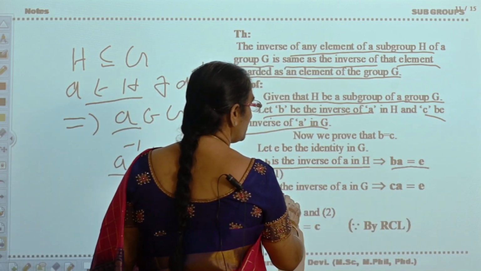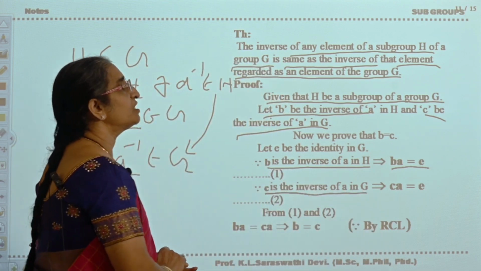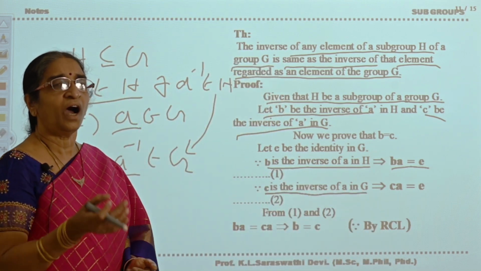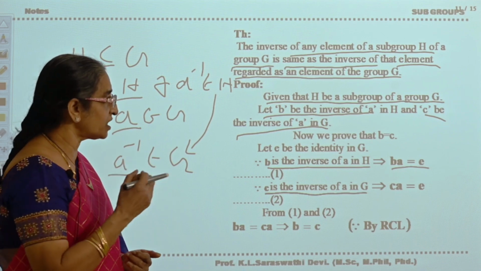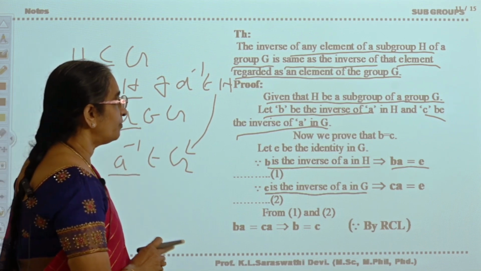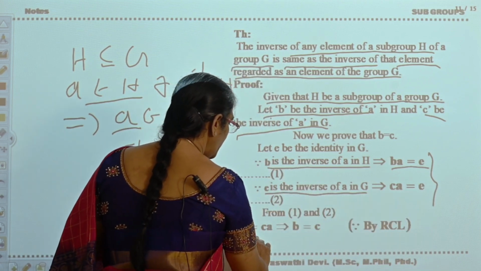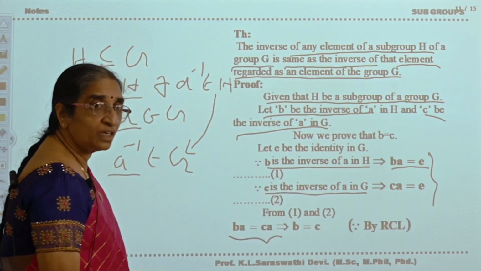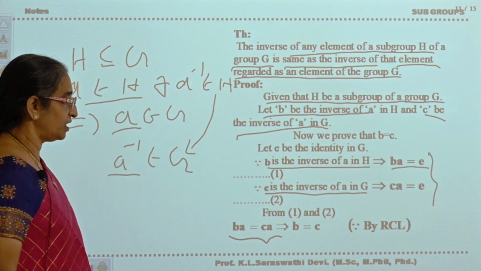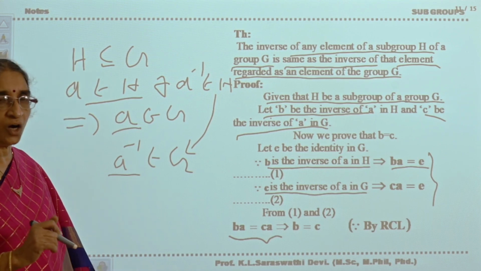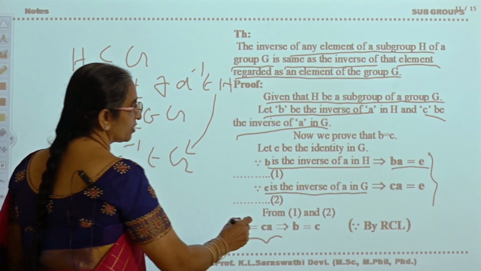Similarly, C is the inverse of A in G. CA is equal to E because the identity of G and H are the same. Therefore, from these two, BA is equal to CA. But what are B, A, C? They are the elements of G. Therefore, the cancellation law holds, and you will get B is equal to C.